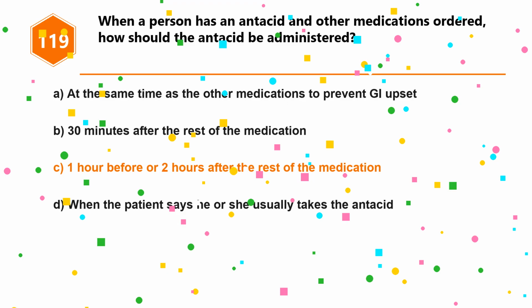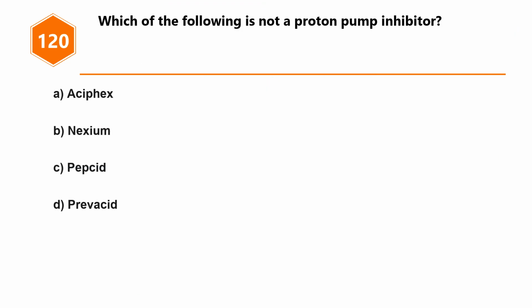The correct answer is option C. 1 hour before or 2 hours after the rest of the medication. Question 120. Which of the following is not a proton pump inhibitor? Option A. Aciphex. Option B. Nexium. Option C. Pepcid. Option D. Prevacid.